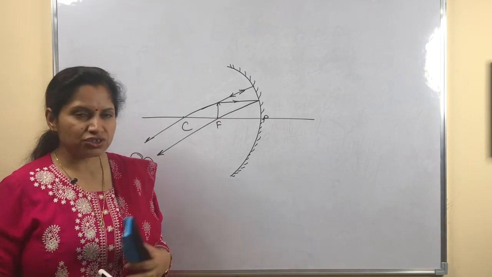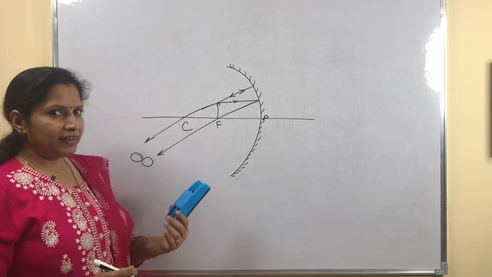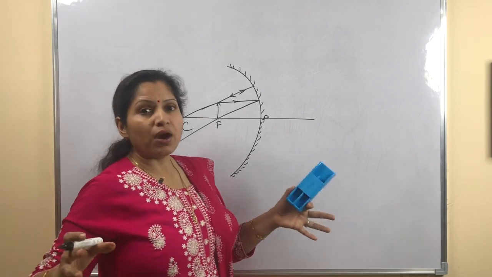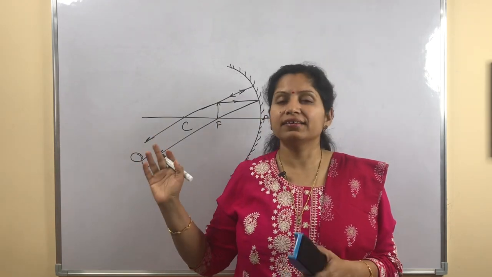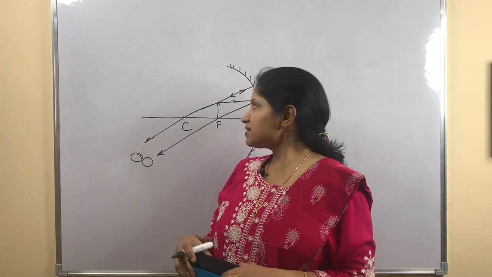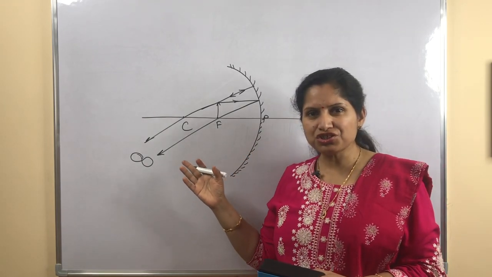What is the nature of the image? Real, inverted and highly enlarged. Why do we call it highly enlarged? Because these light rays are going to a great distance. Okay. Is there any practical application of this condition?